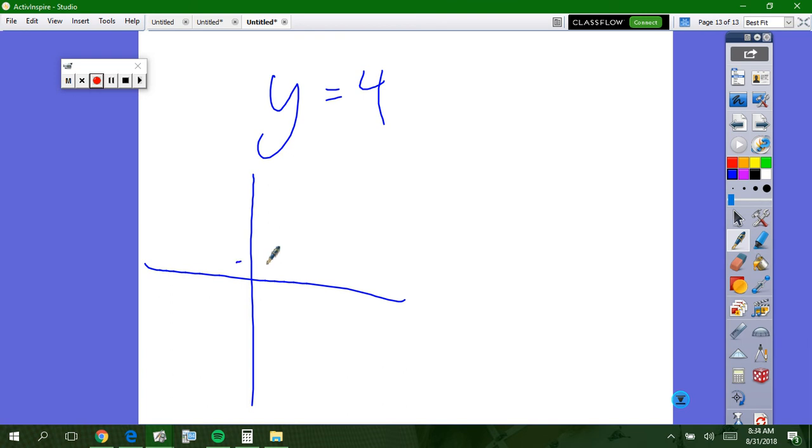So notice here is when y is 4, right there, and right there, and right there. All the time, that's where it's going to be. So it's a horizontal graph, because no matter what your x value is, your y value is always going to be 4.